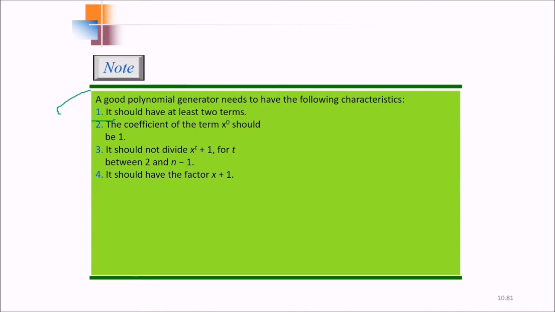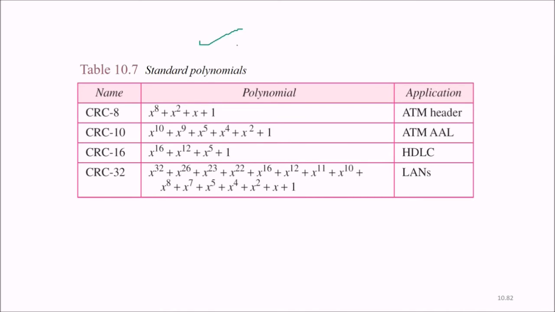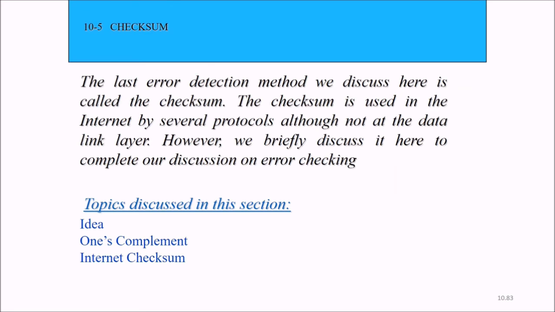It should have at least two terms. The coefficient of the term x to the power 0 should be 1, and it should not divide x to the power t plus 1 for t between 2 and n minus 1, and it should have a factor of x plus 1. So these are standard polynomials. We use the CRC8 for ATM header, CRC10 for ATM AAL, CRC16 for HDLC, and CRC32 for local area networks.